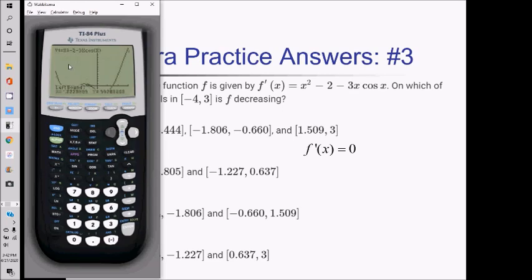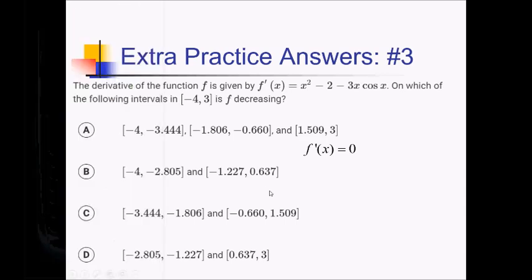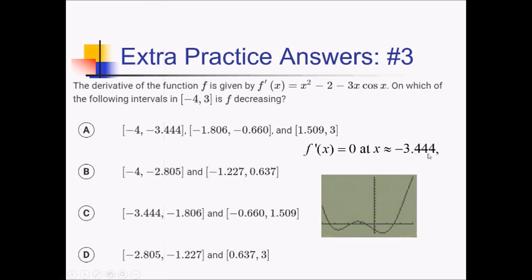And let's see here, let me move my spider. We'll start on the far left here. So a little bit to the left of this first intersection. Press enter. A little bit to the right. Press enter. Press enter again. And that's going to be about -3.444. So here's the graph. First intersection is this. And we're going to do 3 more of these. I'm going to do those off camera.